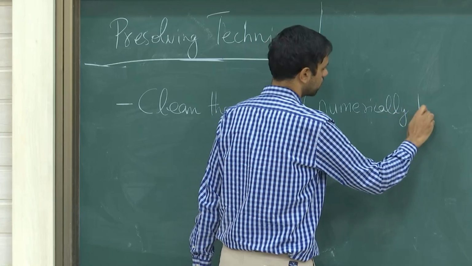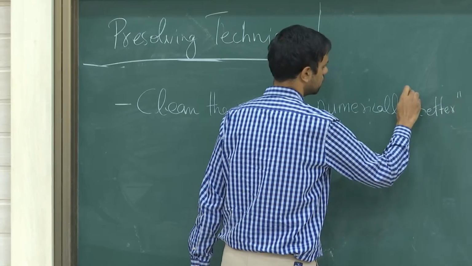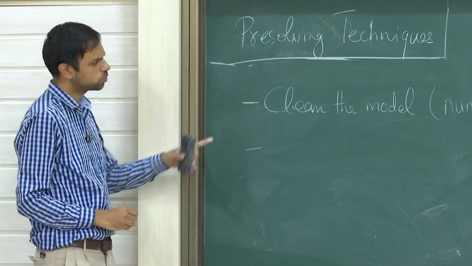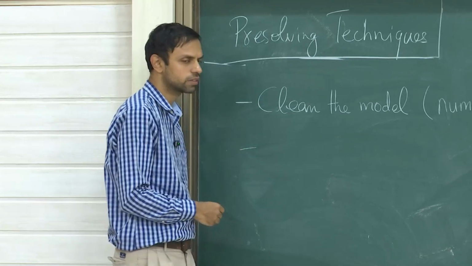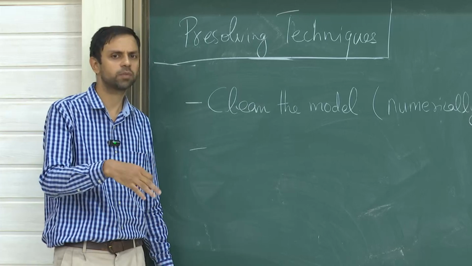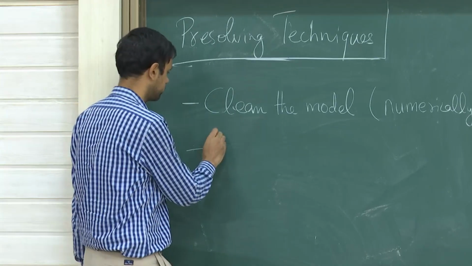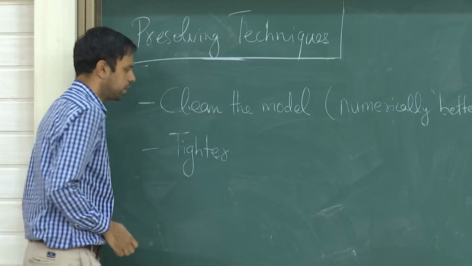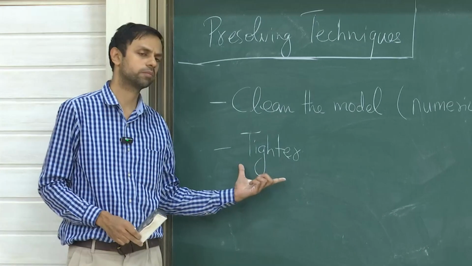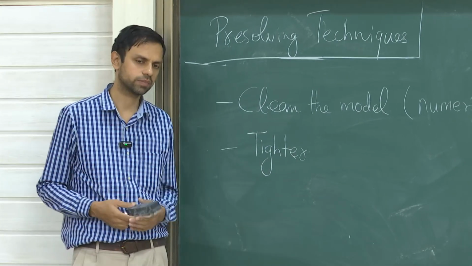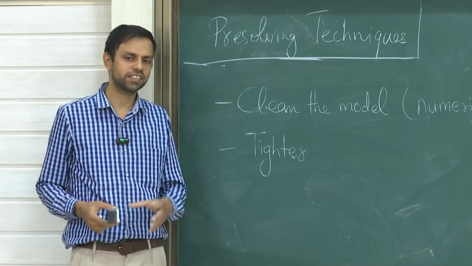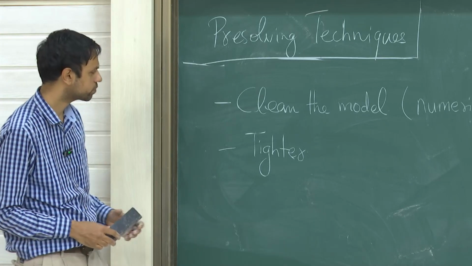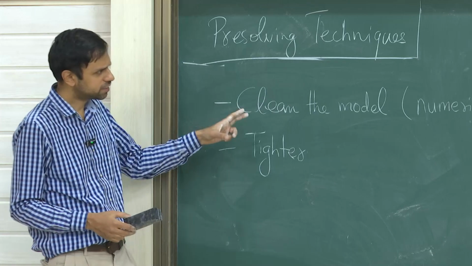numerically better in some ways. And also to do these automatic reformulations so that it becomes tighter. Okay. And by tighter we mean that the set of solutions is still the same, but the relaxation is much closer to the set of solutions. Okay. Both parts are very important.